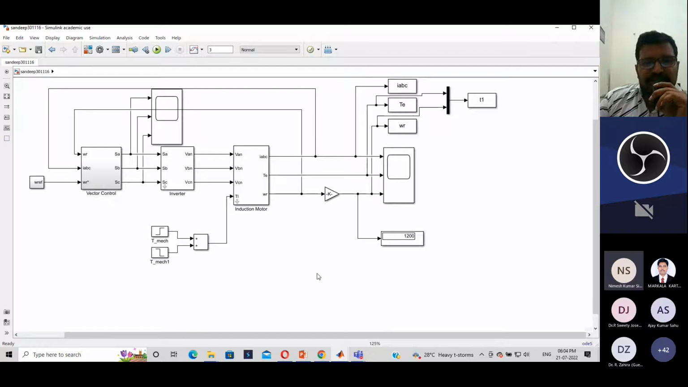Yes, it is visible. Karthik sir, is the MATLAB simulation visible? Yes, it is visible.